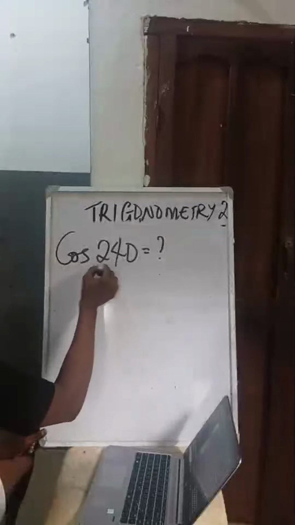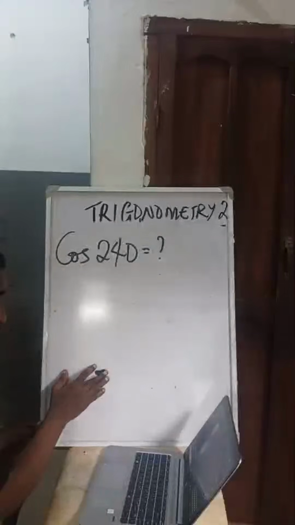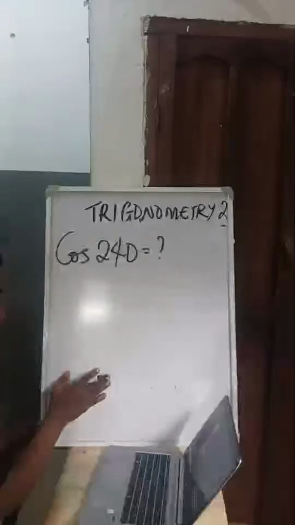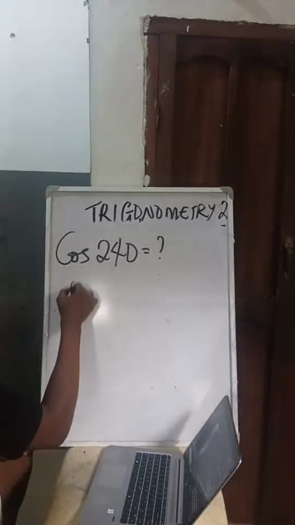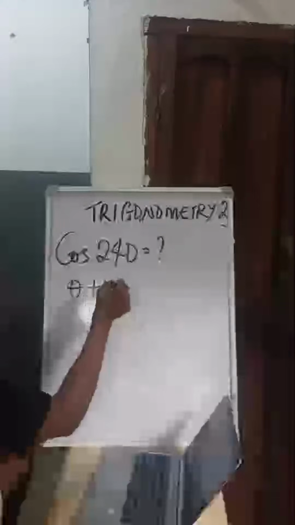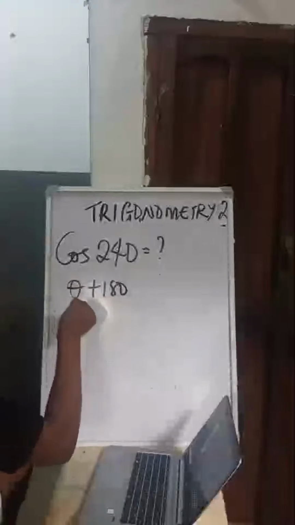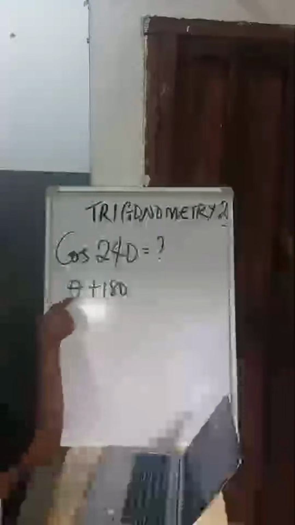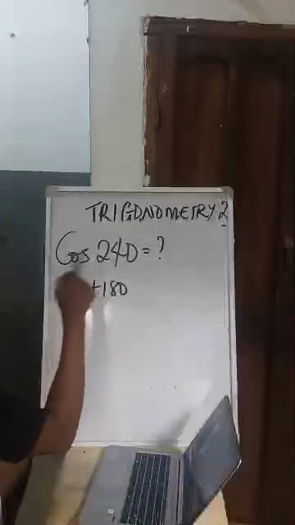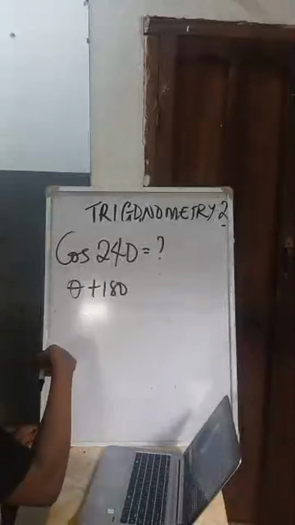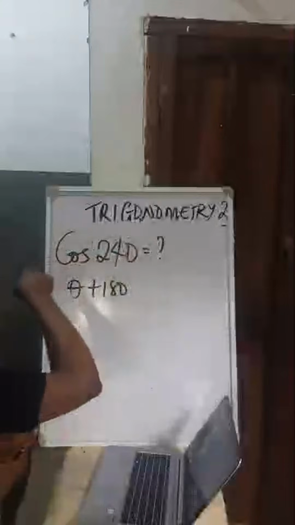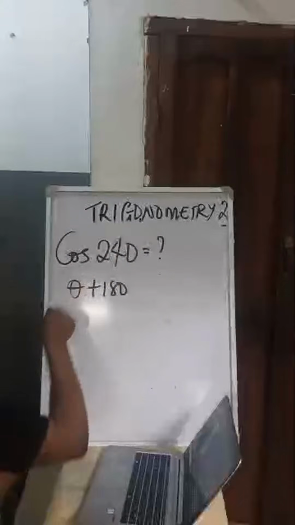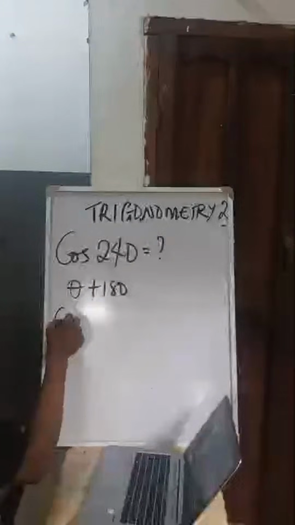You now find out that 240 is in the third quadrant. Now, we say in the third quadrant, theta plus 180 is the angle that is there. Are you getting the point now? But we need what theta is to go ahead. And cos is negative in the third quadrant.